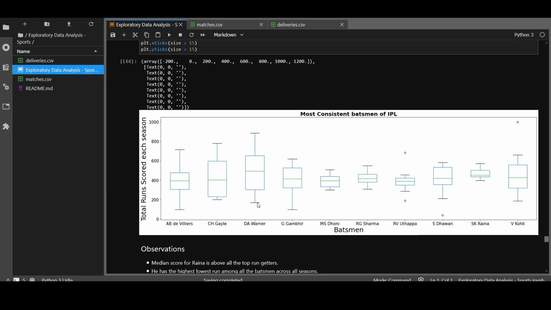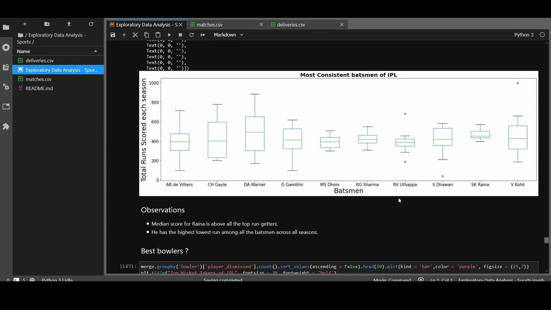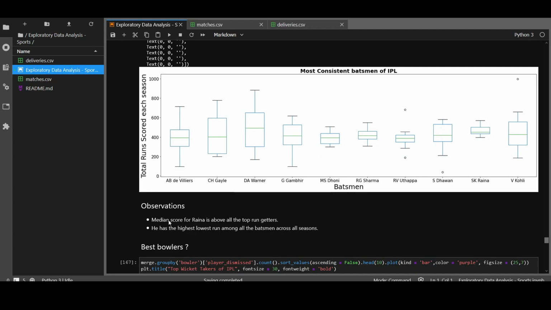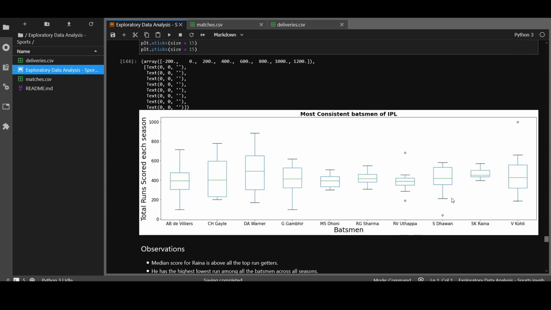This line shows the minimum, this line shows the maximum, and this is their average performance. This is the average high, this is the average low. So we can see that Raina has the lowest minimum, and RG Sharma also has quite a low minimum, so they are consistent. The median score of Raina is above all the top run getters, and he has the lowest run among all the batsmen across all seasons. This is the maximum, this is the minimum.